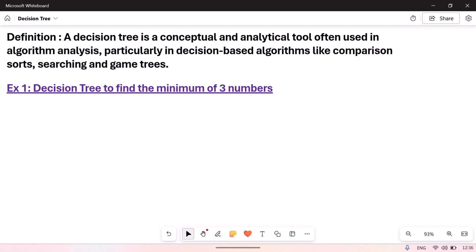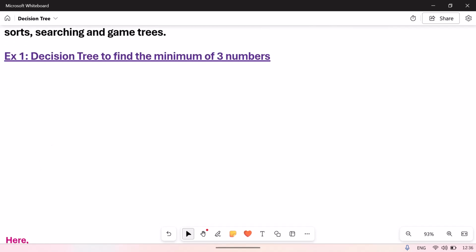The first one is a decision tree to find the minimum of three numbers. Three numbers are given. You will have to find the minimum among the three. So let's take the numbers as A, B, and C. I want to find the smallest among these three. First, I will compare the first two numbers, A and B. Is A less than B? Two outcomes will be there: one if it is yes, the other if it is no.